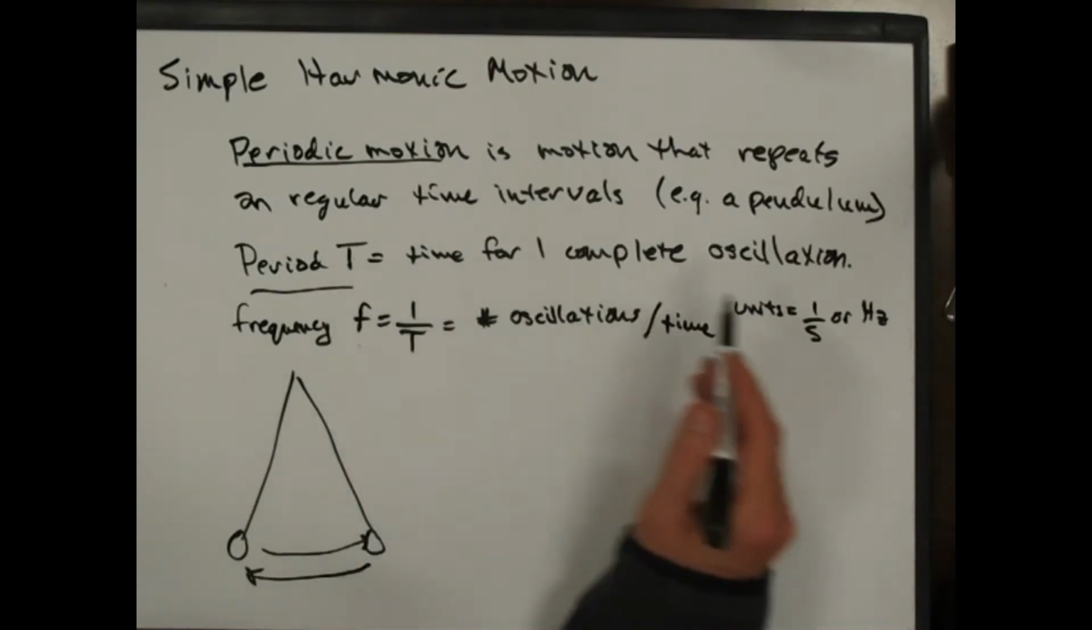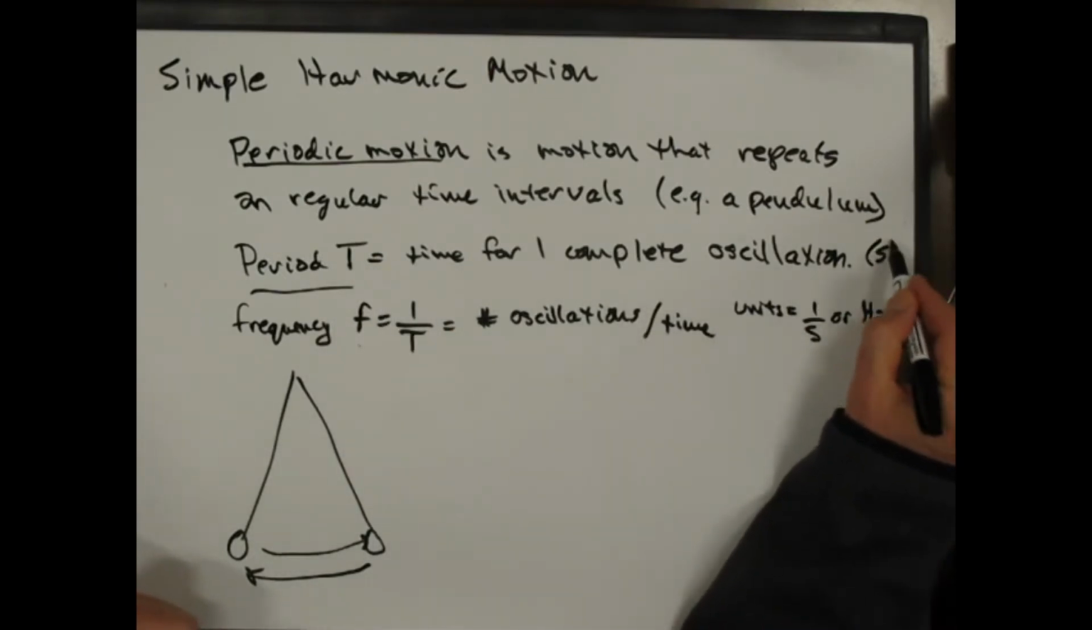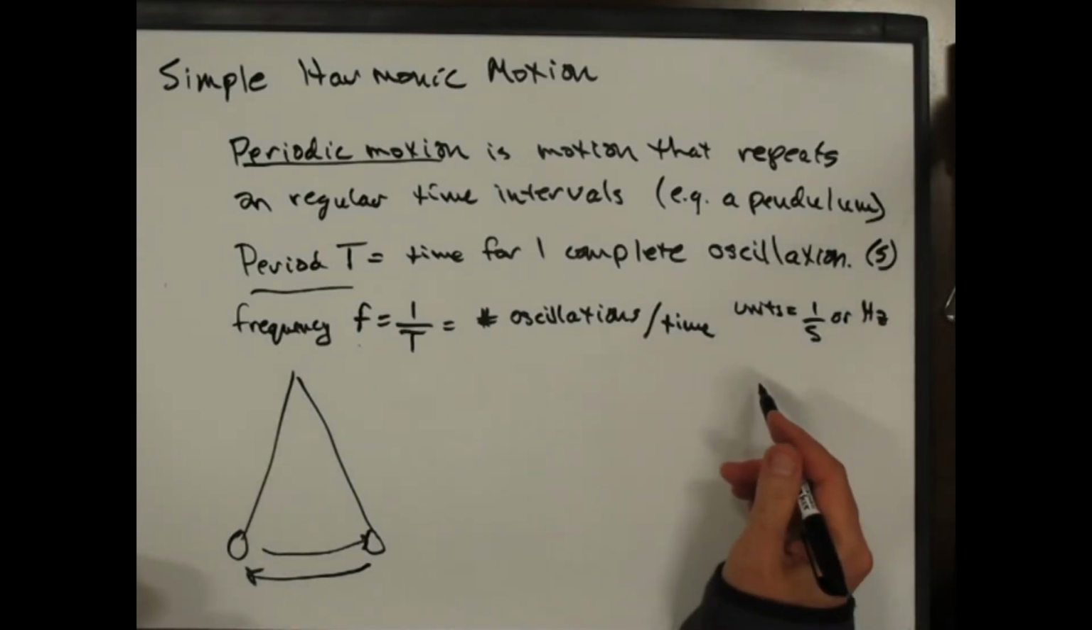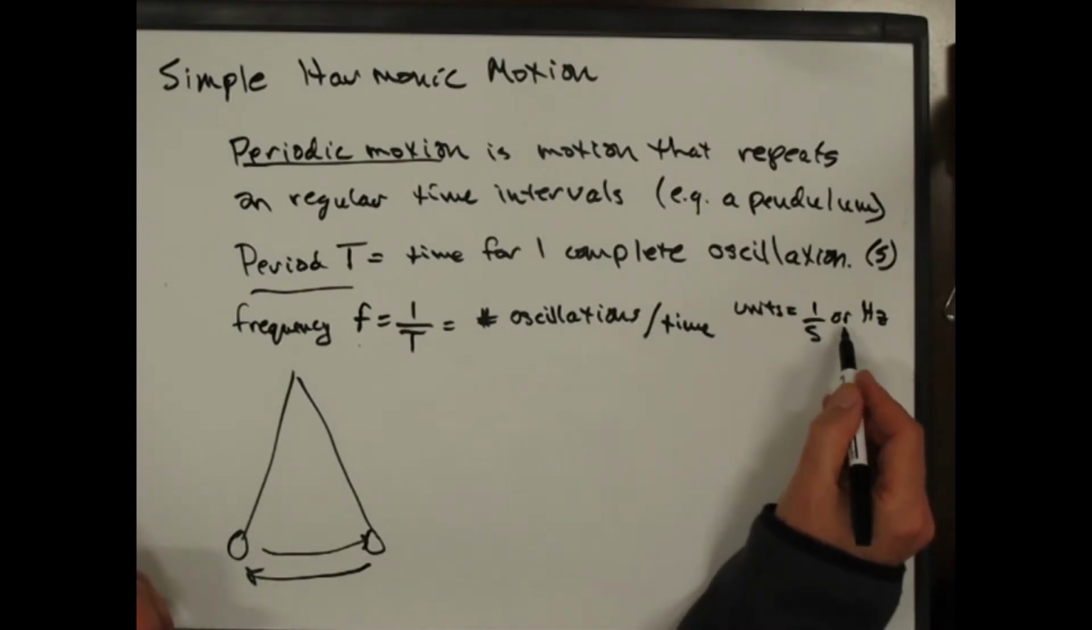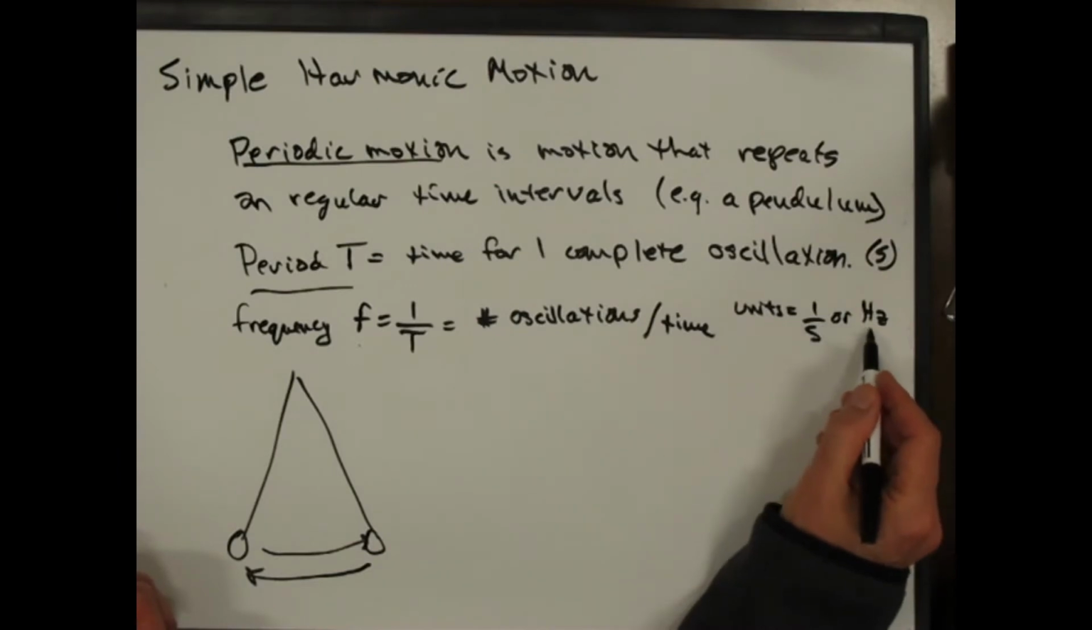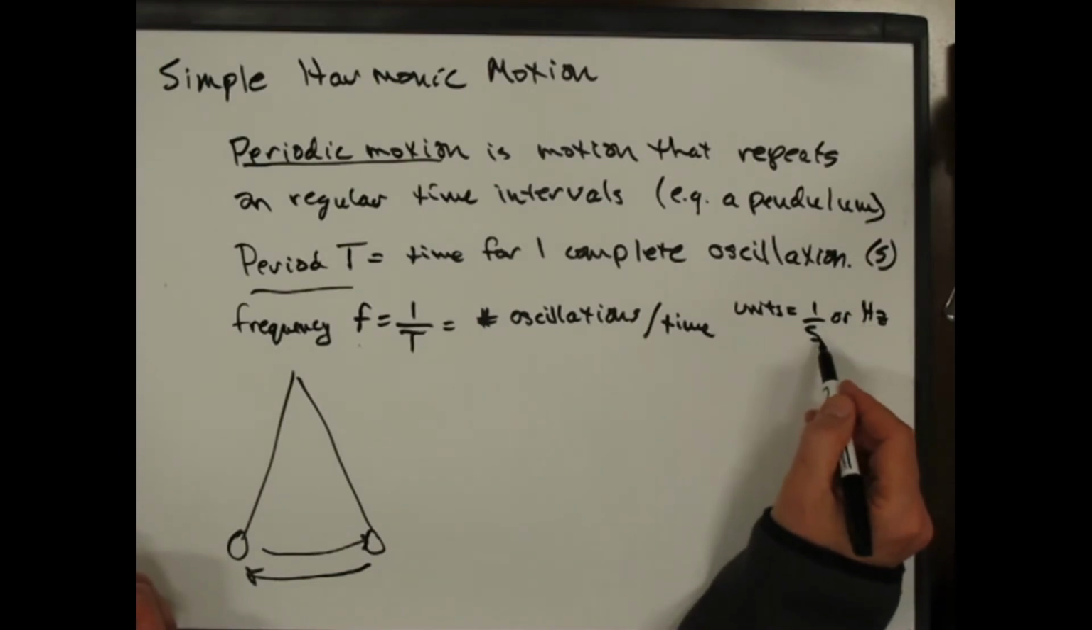So the unit for period is just seconds, the SI unit. Any time interval is of course fine, any time unit. The SI unit for frequency is 1 over seconds, or hertz. A hertz is just an inverse second.